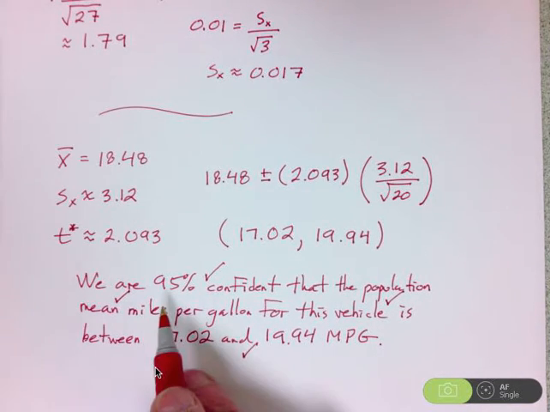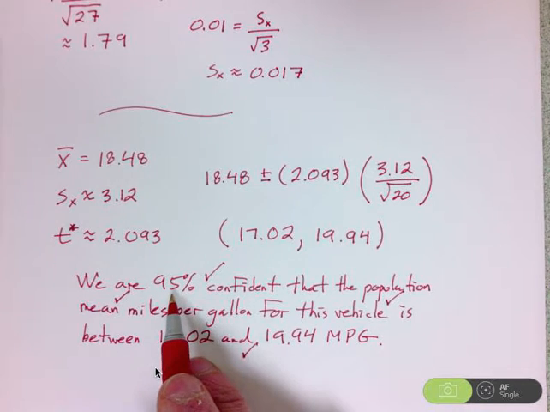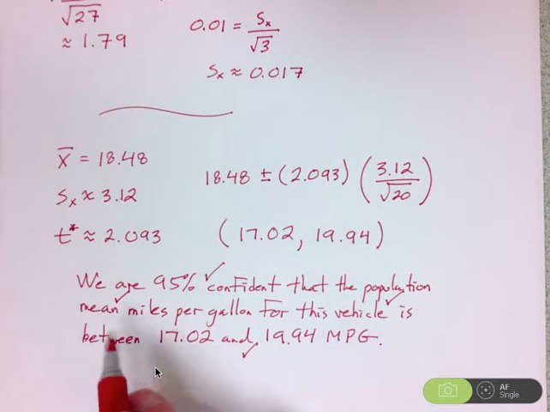So the confidence level is 95%. To interpret the level, what that tells me is if I build many confidence intervals using this exact method with this exact sample size of 20 over and over again, about 95% of all of those confidence intervals will actually capture the true mean mileage for this vehicle.